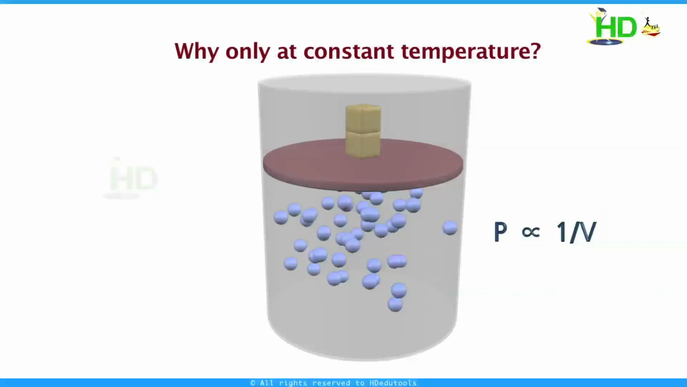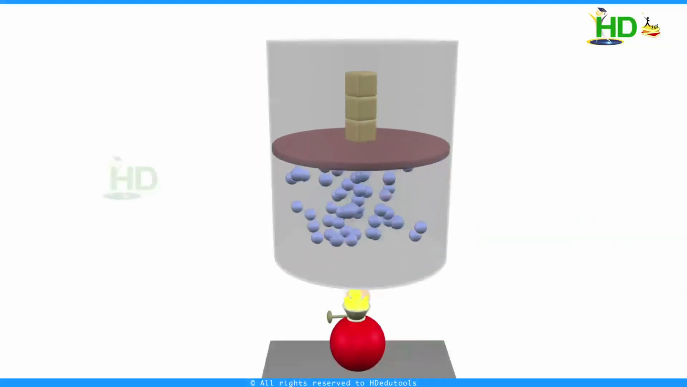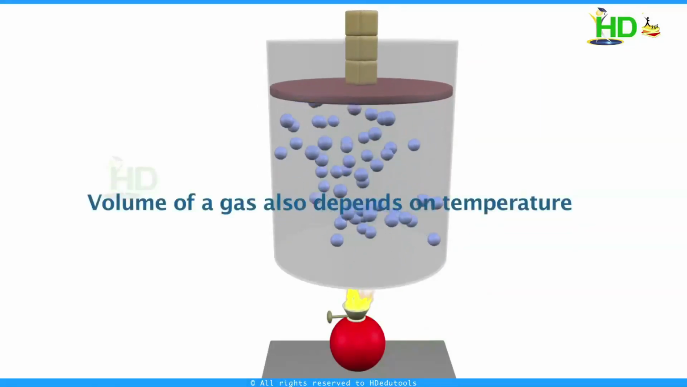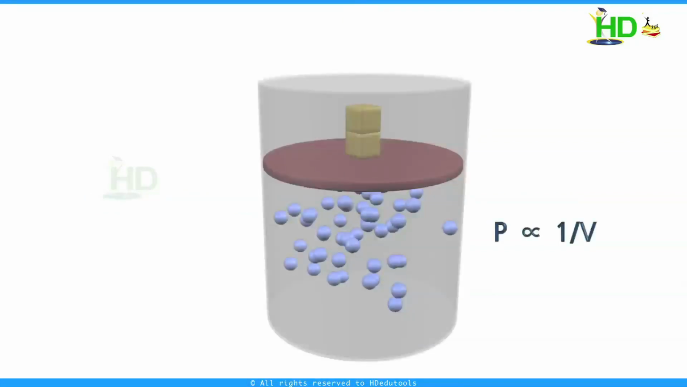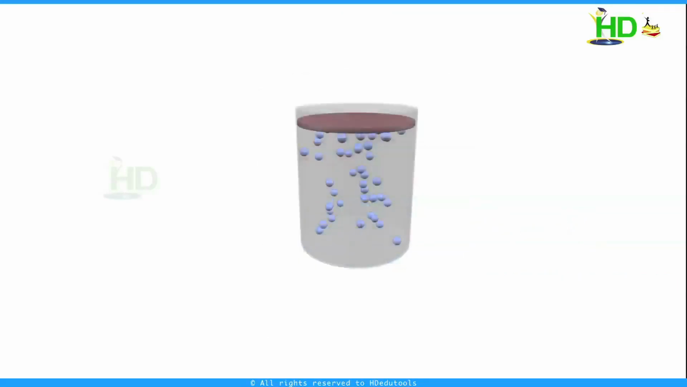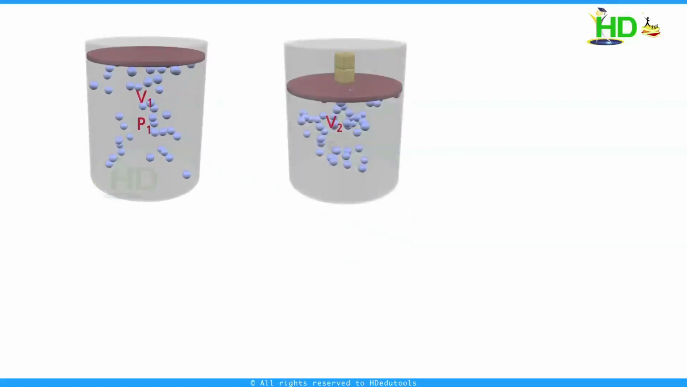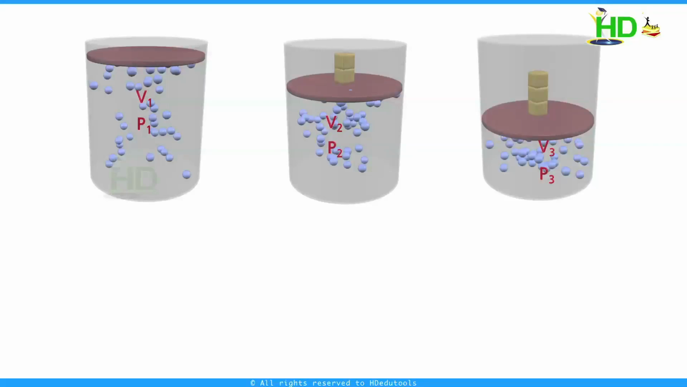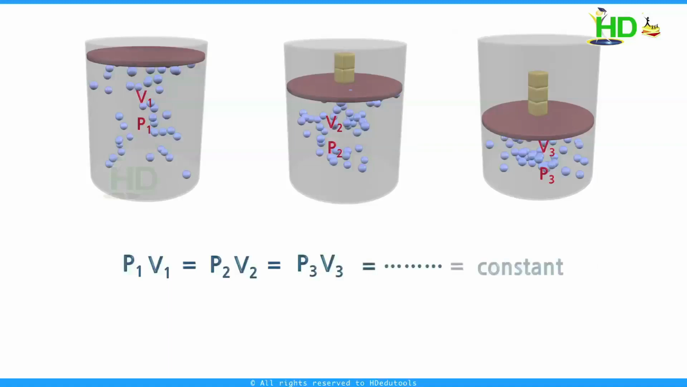Why only at constant temperature? Already we know that the rise in temperature also expands the gas. The volume of a gas also depends on temperature. Therefore, this law is applicable only at constant temperature. Consider a given amount of gas occupying volume V1 under pressure P1 and changing to volume V2 under pressure P2 and so on. The product of PV is constant. Therefore, we can write P1V1 equal to P2V2 equal to P3V3 equal to etc. And this is equal to constant.